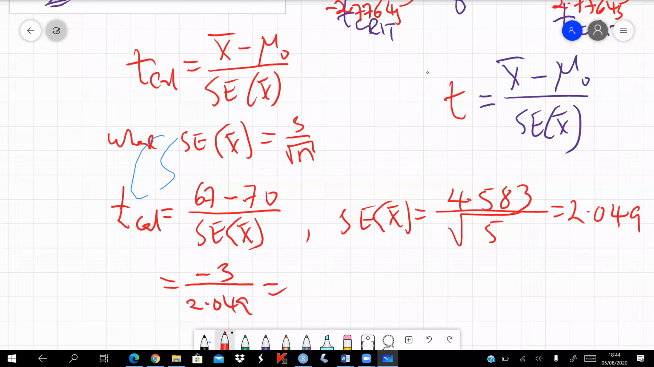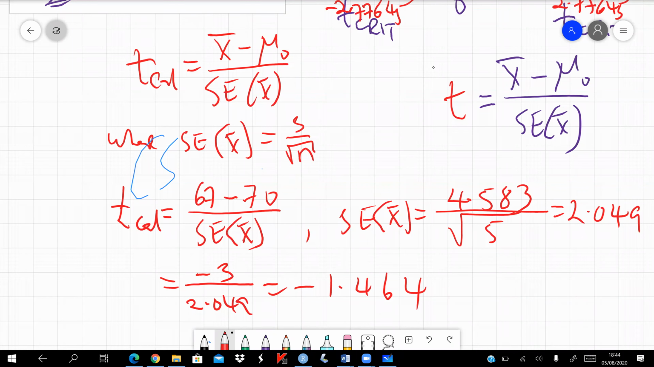Now we have minus 3 divided by 2.049, which is negative 1.4638.